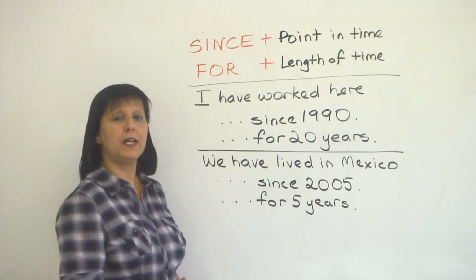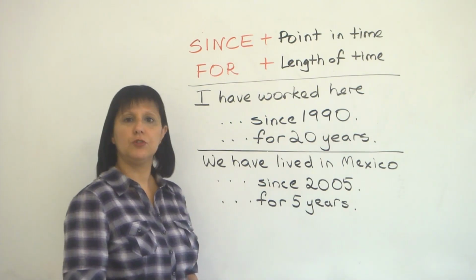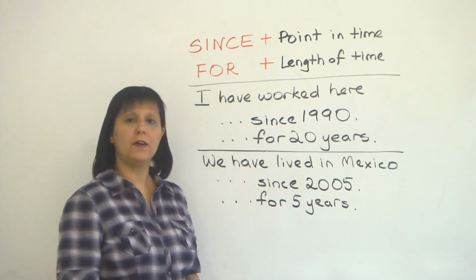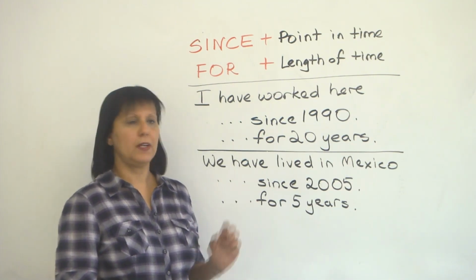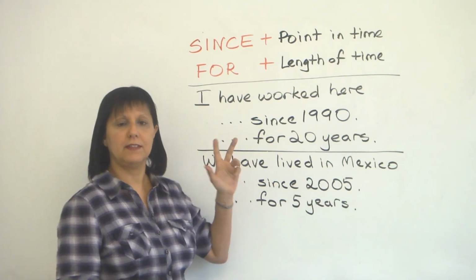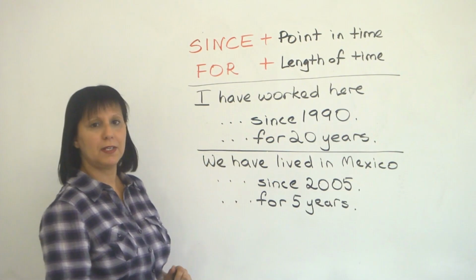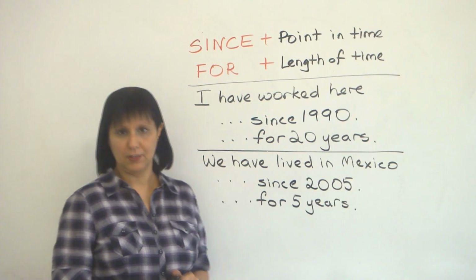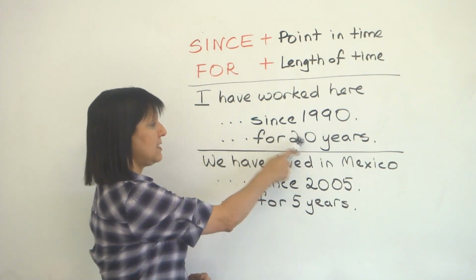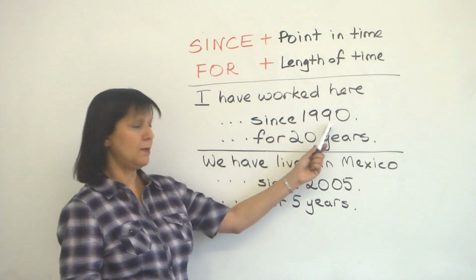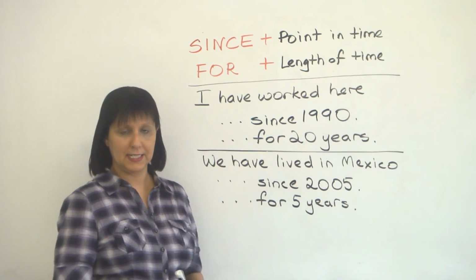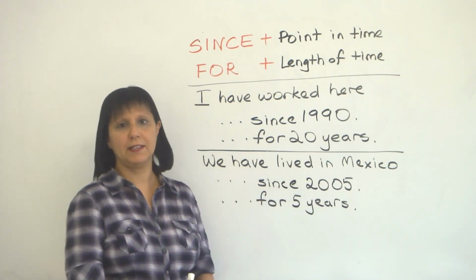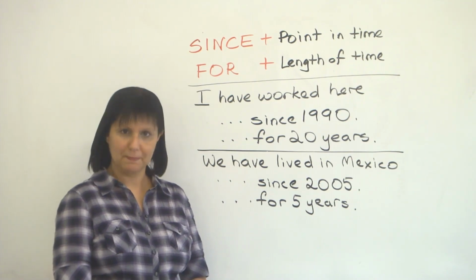Another example, we have lived in Mexico since 2005, or we have lived in Mexico for 5 years. Okay? So I hope this helps you to understand the difference between the two. The mistake that many students make is they sometimes say, I have lived here since 20 years. So you can't do since and the 20 years. You have to do since plus the actual time when something began to happen. So I'm going to come back in a minute and give you another full example of exactly how to use since and for. Okay? Back in a minute.